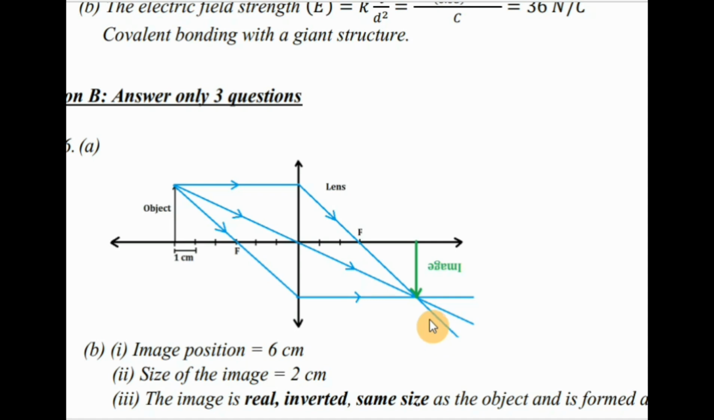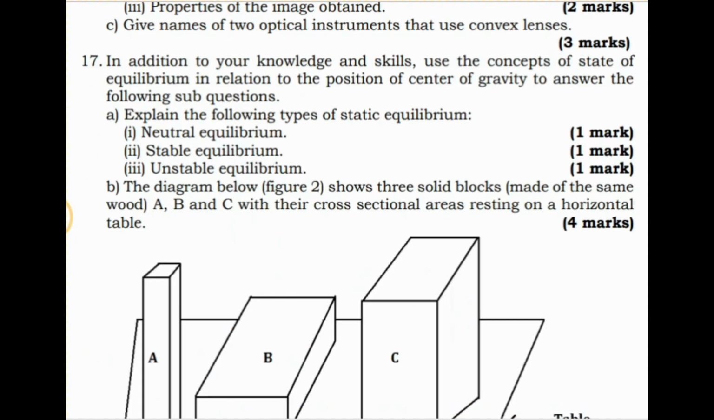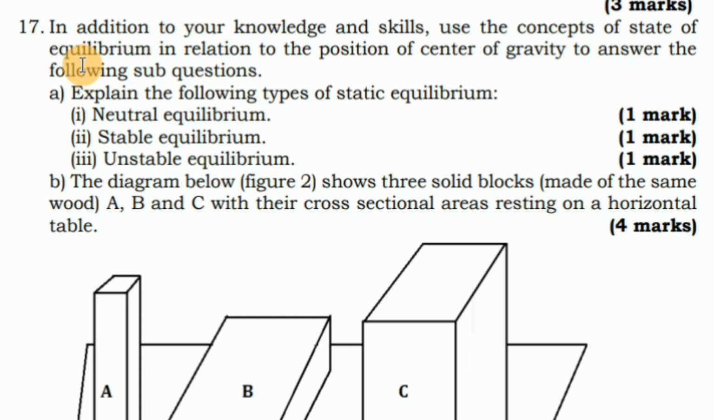Let us go for the next question. Let's go for question 17. In addition to your knowledge and skills, use the concept of the state of equilibrium in relation to the position of the center of gravity to answer the following questions. Remember, they have said that you have to use the relation to the position of the center of gravity. A. Explain the following types of static equilibrium: neutral equilibrium, stable equilibrium, and unstable equilibrium.